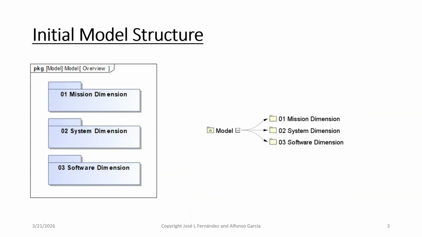If we start from an empty model in our modeling tool, the first thing we need to do is to create one package for each of the dimensions that we just saw. One for the mission dimension, one for the system dimension, and an additional one for the software dimension. This structure is, of course, still very basic, so let's refine it in the next slides.